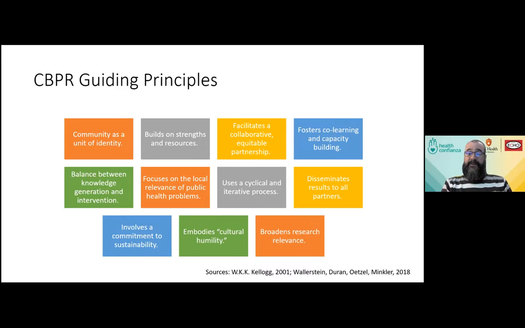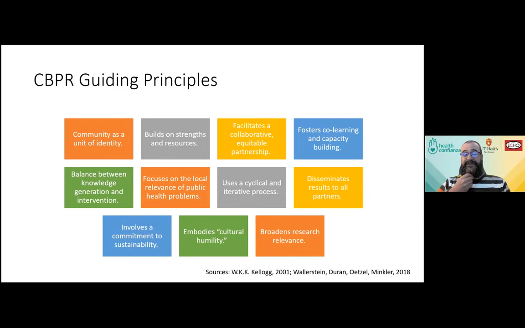So you can't do CBPR without first engaging in asset-based community development. It facilitates a collaborative, equitable process or partnership and fosters co-learning on both sides. You have to go in with an open mind and an open heart to be able to engage successfully in CBPR. It's as much about generating knowledge as it is about doing something with that knowledge. And it has to be on issues that are of local relevance to the community. If that's not achieved, then ultimately you will never be able to do it successfully.